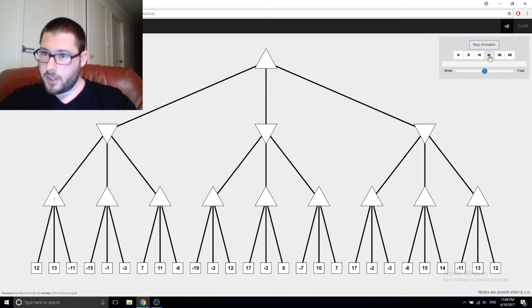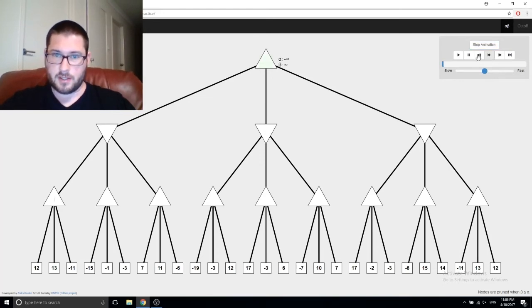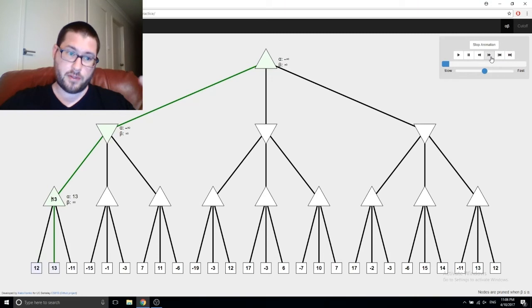And I think that we can actually step through this. Okay, so it starts at -infinity, +infinity, passes that down, explores 12, updates alpha to 12, explores 13, and because 13 is higher, it pushes the alpha value up to 13. It explores -11, but because -11 isn't going to push up the value of alpha, it just stays the same. Then it will return its value. Its value is 13.